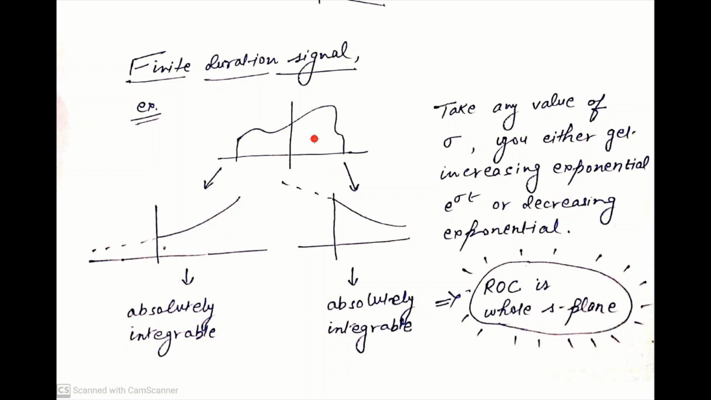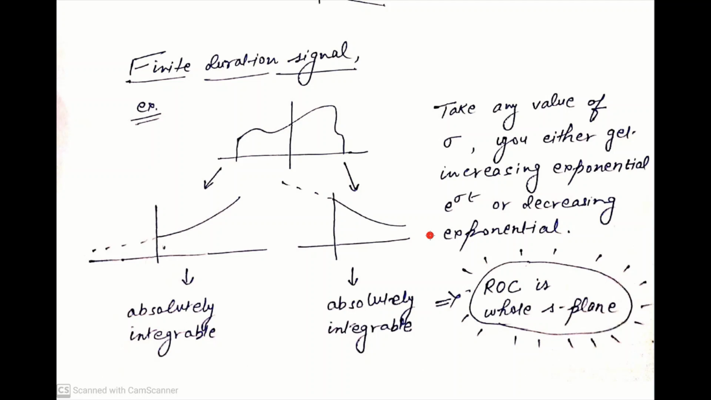Suppose you want to find its Laplace transform, and then what do you do? You multiply this function x(t) with e raised to the power sigma t. And if the sigma value is positive, the function will become ever increasing. As you increase t in the positive direction, the exponential is increasing. If sigma is negative, then it will be like this.